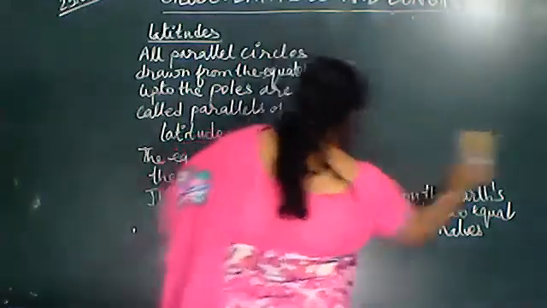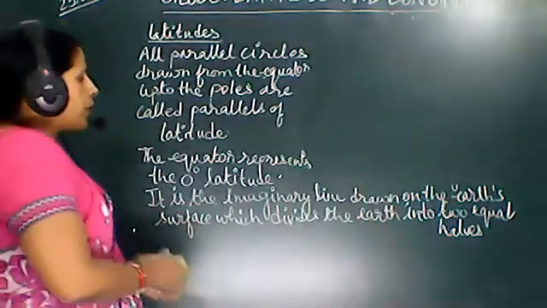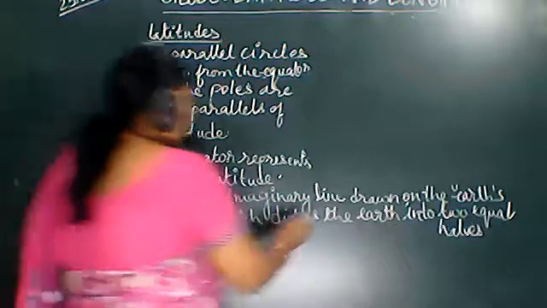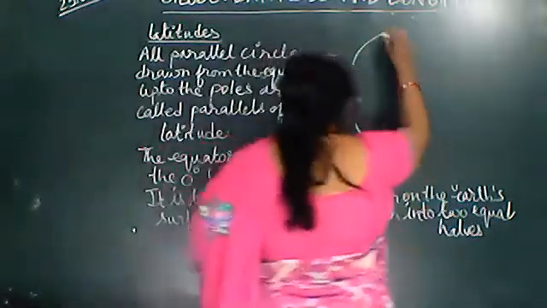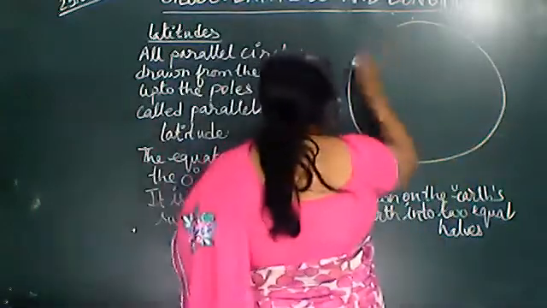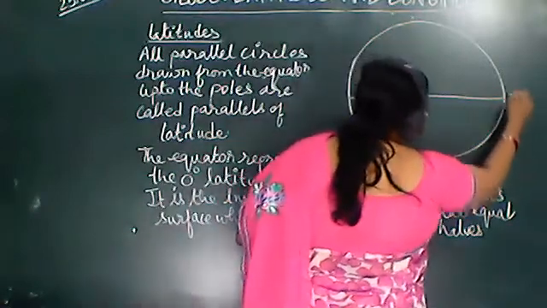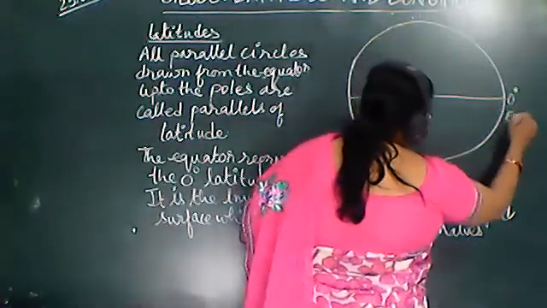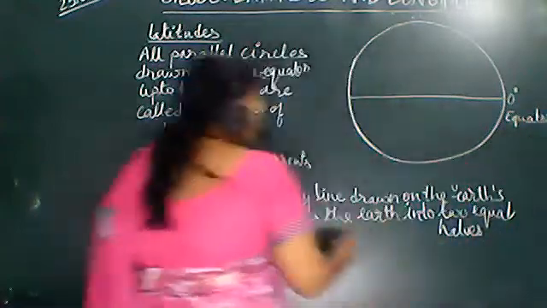And when we say that the equator is the imaginary line drawn on the Earth's surface which divides the Earth into two equal halves, what do we mean to say? We mean to say that supposing this is the rough sketch of the Earth, and this is the 0-degree equator.